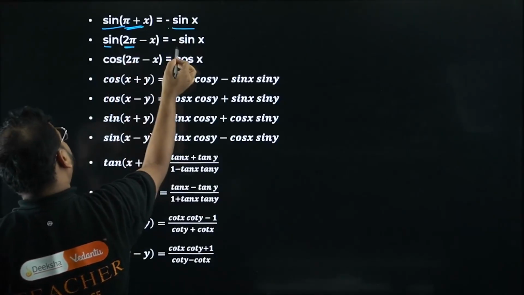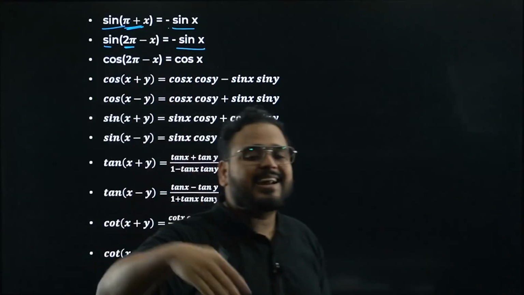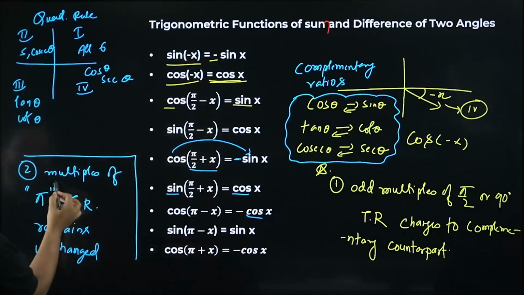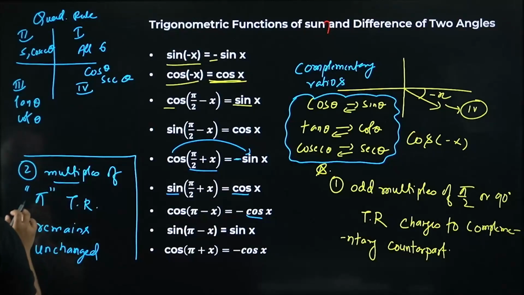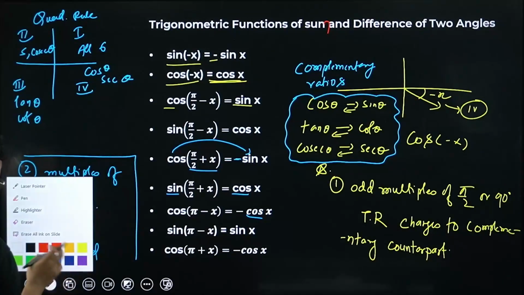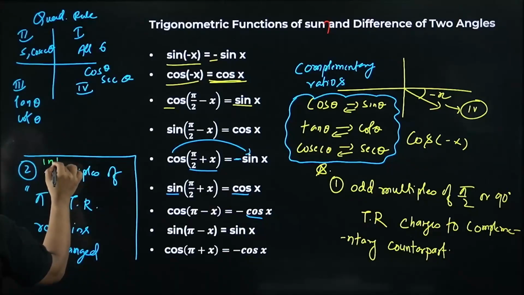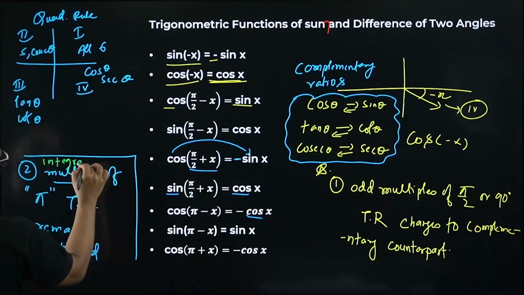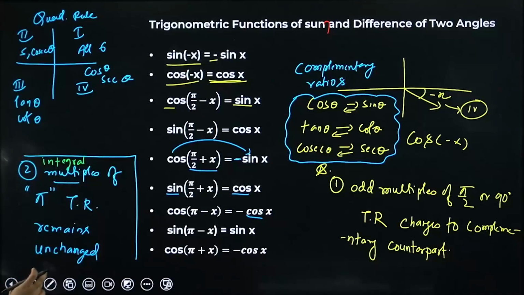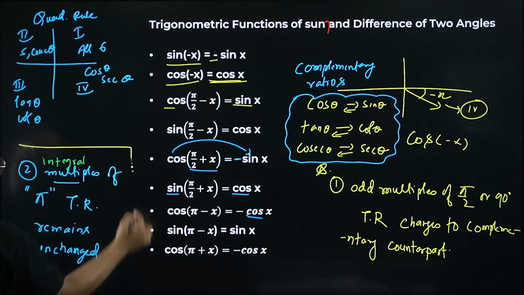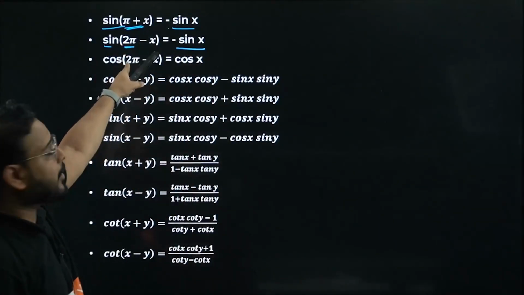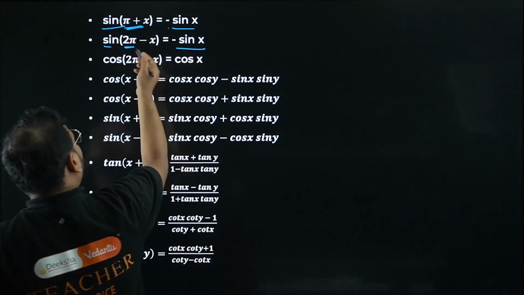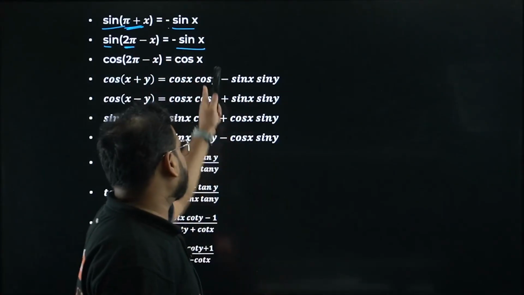Sine at 2 pi remains sine because 2 pi is also an integral multiple of pi. 2 pi is also a multiple of pi. I forgot to write here, integral multiples, okay? Only integral multiples of pi. So we have 2 pi also, same thing, sine will remain sine, and 2 pi minus x is in which quadrant? Fourth quadrant, so negative.